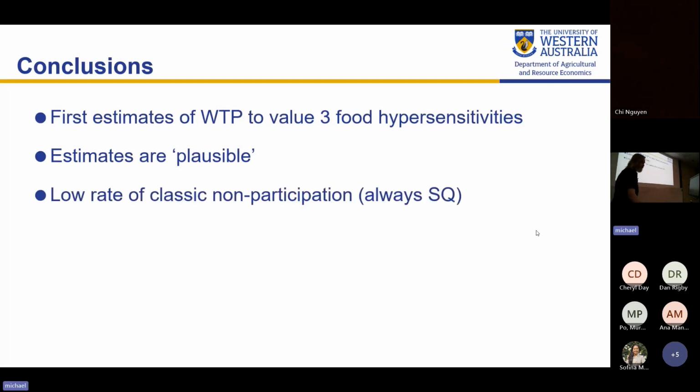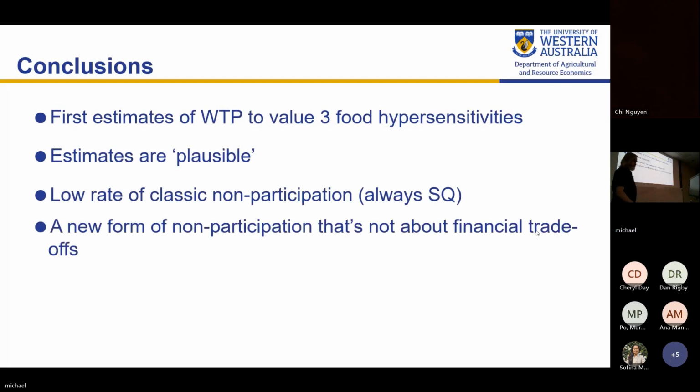Low rates of classic non-participation. Looks as if there's this new form of non-participation, which is about stasis and not wanting to actually change. It's not as if you're worried about the pill. It's just that I don't want to have a short period of relief from this and then you give it back to me. So it's not as if there's no transaction costs of moving from one state to the other. Give me enough time, I might be in, but I'm not doing it for a year.